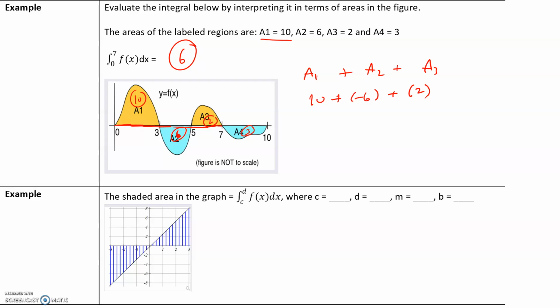Another example, the area in the graph is equal to the integral from c to d of f of x dx, where c and d, these are the limits of integration. So we got to figure out where we're looking for the area under the curve, but over what interval. So the interval starts over here, and it's going to go all the way until here. So it's going from -3 to 3. So this is saying the limits of integration are going to be -3 and 3, where c is -3 and d is +3. And we have this line in the form of y equals mx plus b, right?